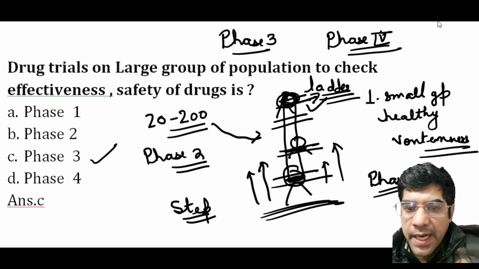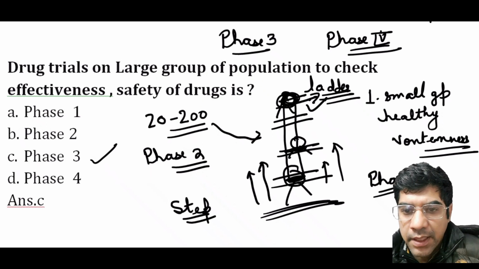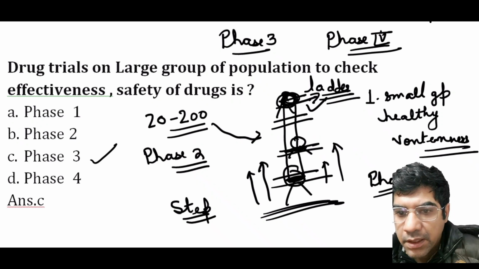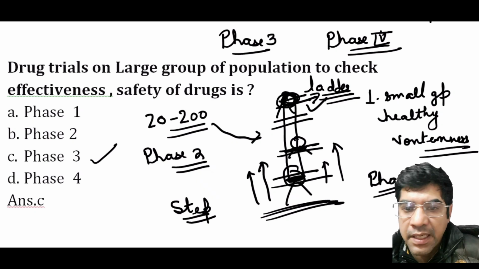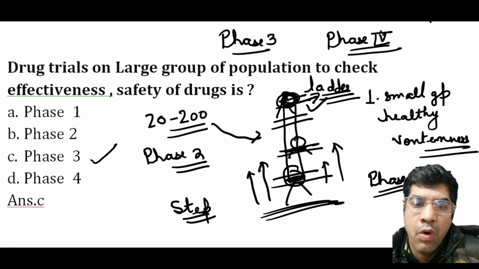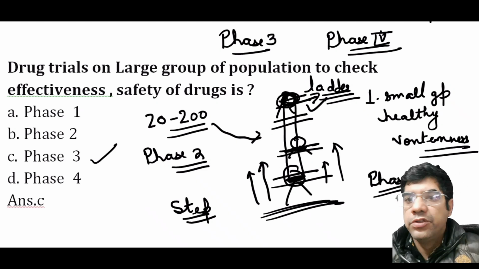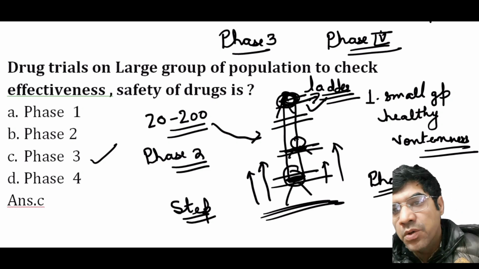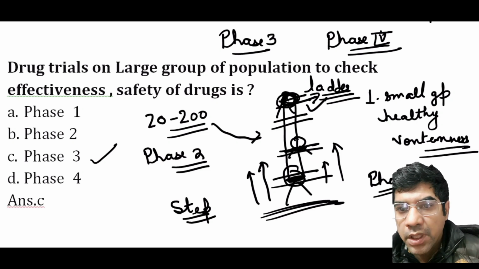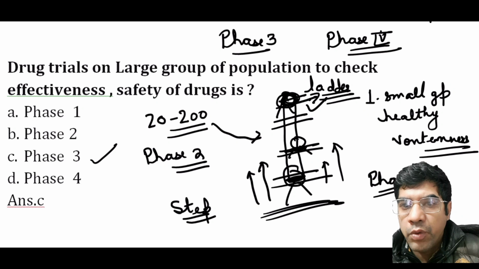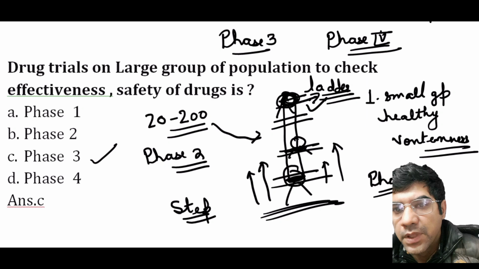Next comes phase 4. So now we are at the top of the ladder. The drug is approved and it is out in the market. Phase 4 involves monitoring the drug safety in real world situations, looking for any rare or long term side effects. So it's like keeping an eye on the ladder to make sure it continues to be safe for use over a period of time.